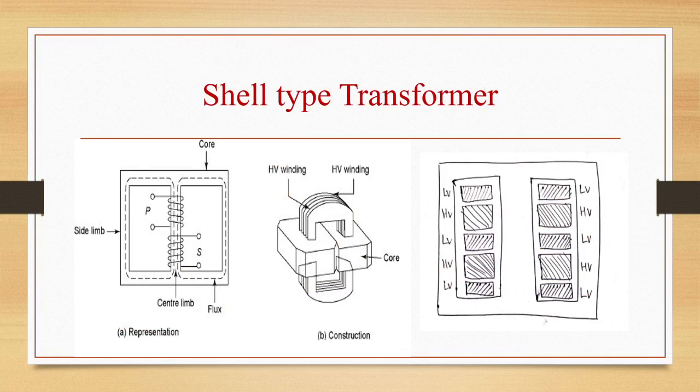Now let us see shell type transformer. Shell type transformer has a double magnetic circuit. The core has 3 limbs.